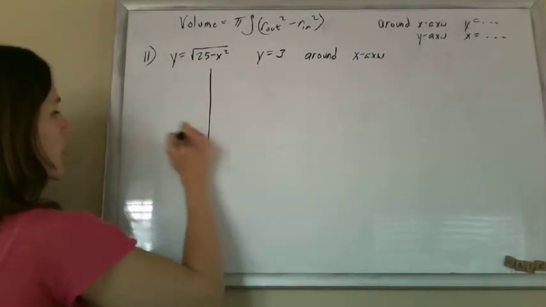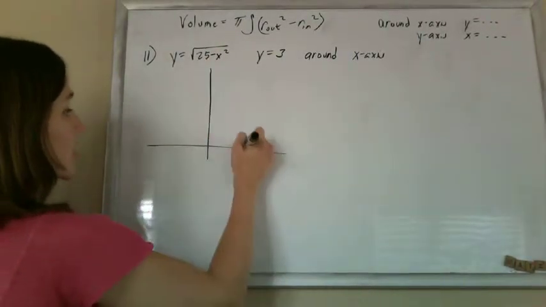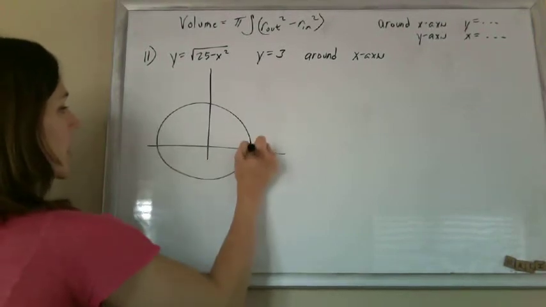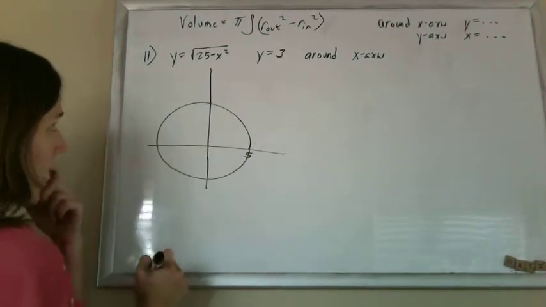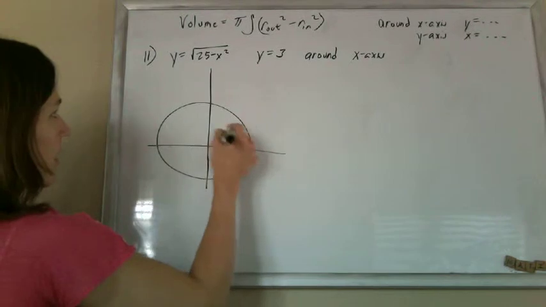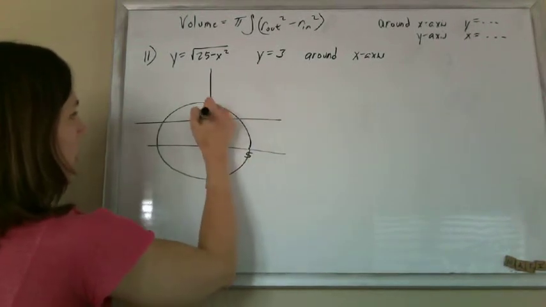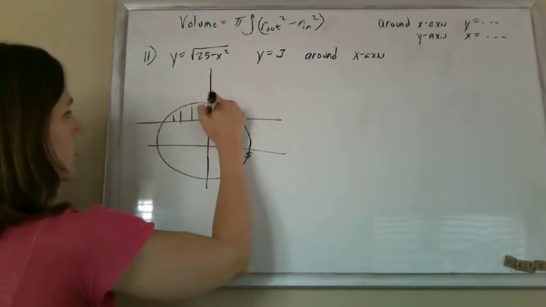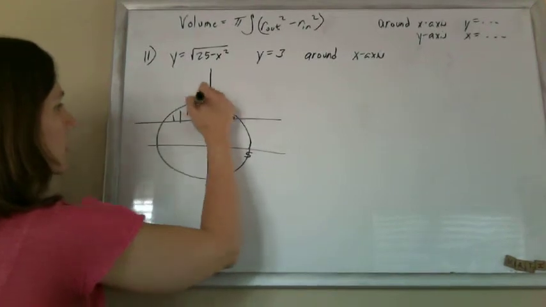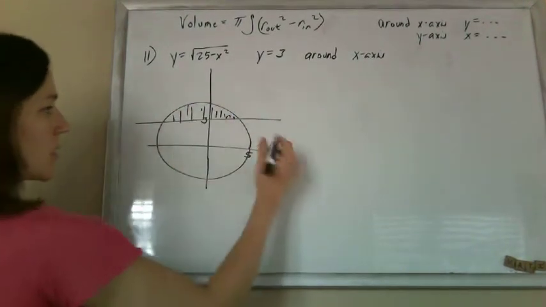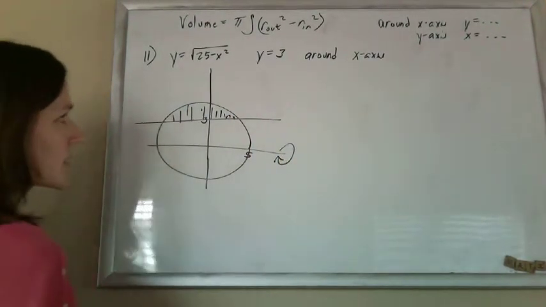So when we graph this, we recognize this as a circle with a radius of 5. And they want the area between the circle and the line y equals 3. This is a lovely picture. It should be all nice and symmetric. We want this region going around the x-axis.